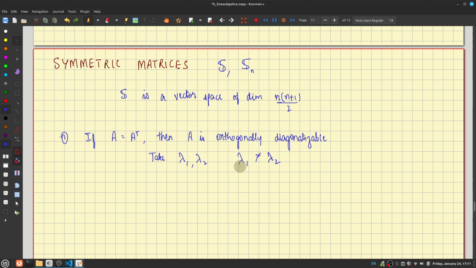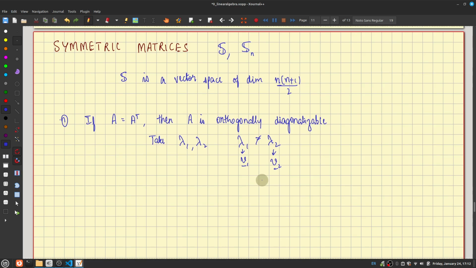Okay, let us say that v1 is an eigenvector corresponding to lambda 1 and v2 is an eigenvector corresponding to lambda 2. Now if v1 and v2 are orthogonal to each other, then it must mean that the dot product of v1 and v2 should be equal to 0. So let's do the following. Let's take v1 transpose A times v2.